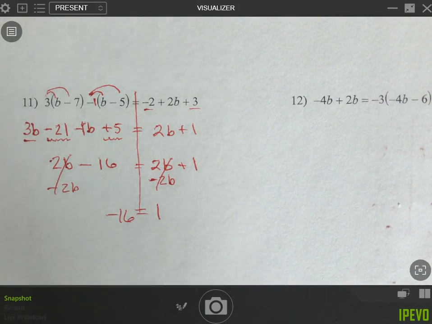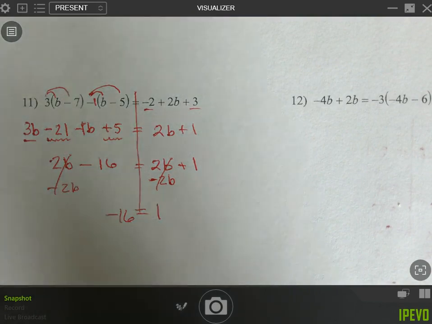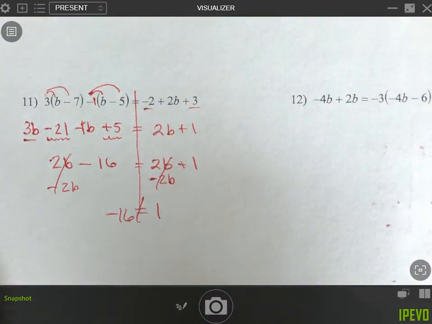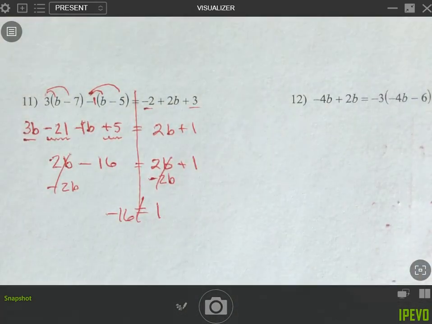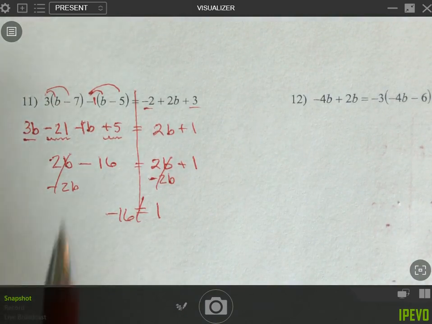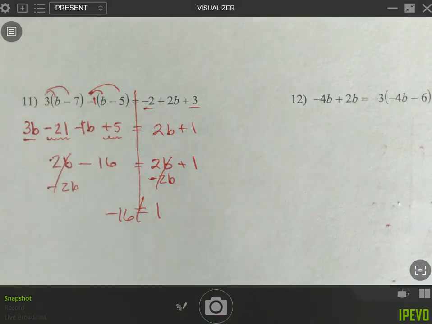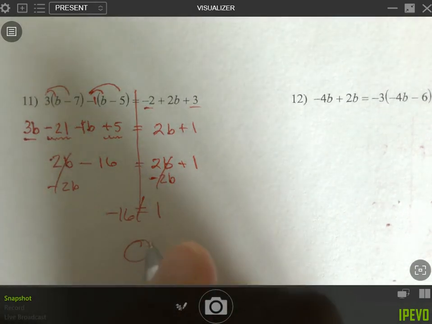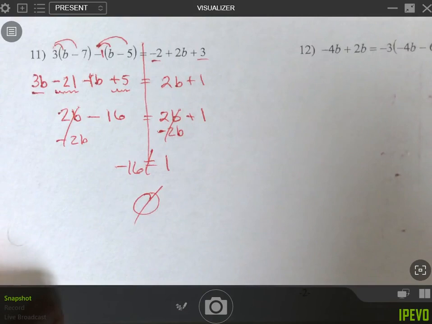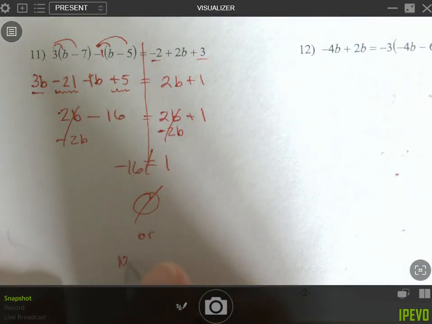It's not that b equals something. B is gone. Does negative 16 equal 1? No. Will that ever be true? So when it's true, it's all things work. It's a balanced equation. But when it's false, you'll never find a value that you can put in that makes both sides equal. So this would be no solution. You can use that symbol for the null set, or you could just write out no solution. Okay.